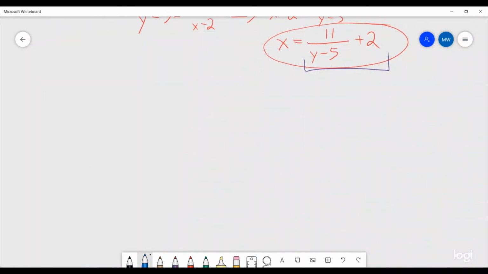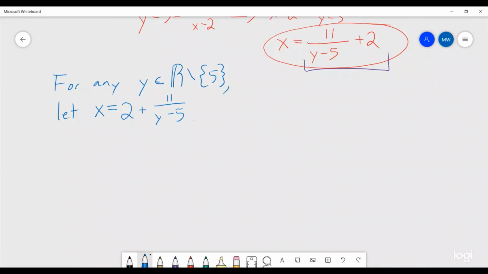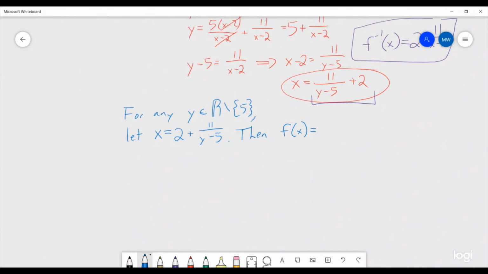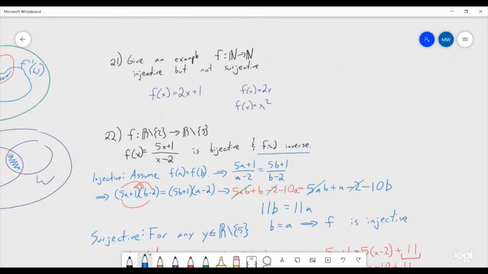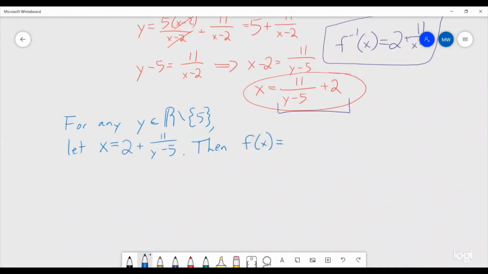So what we would do is say for any y in our codomain, so any y in the real numbers minus 5, let x be equal to 2 plus 11 over y minus 5. So we just state what we found in our scratch work, and then we would say, then f of x equals. And we're just going to plug in x and then chug through until out pops a y. So f of x is equal to 5x plus 1 over x minus 2.